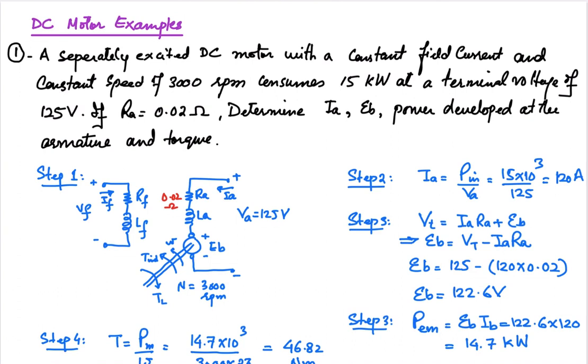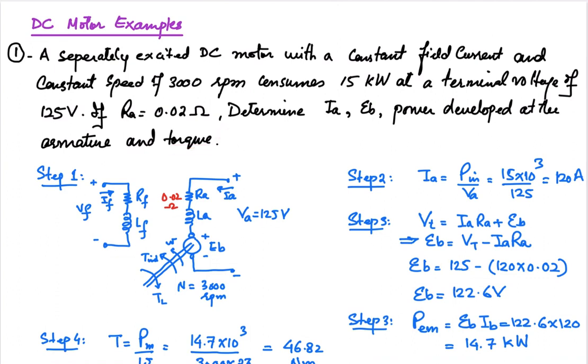So the first example shown over here: a separately excited DC motor with a constant field current and a constant speed of 3000 rpm consumes 15 kilowatt at a terminal voltage of 125 volt. If the armature resistance is 0.02 ohm, we are supposed to determine the armature current, back EMF, power developed at the armature or power converted into the mechanical form, and the torque.